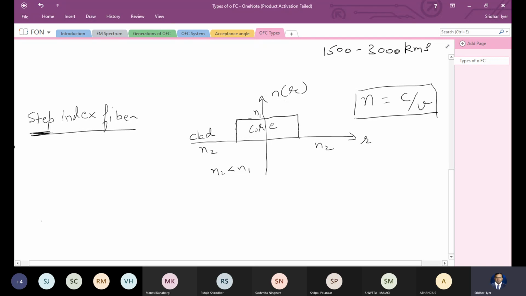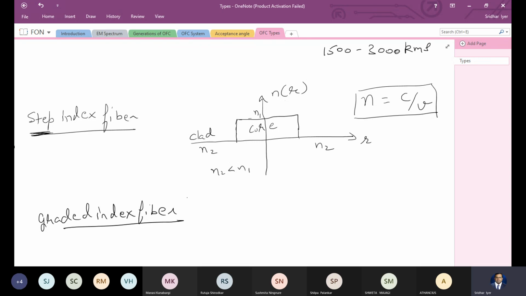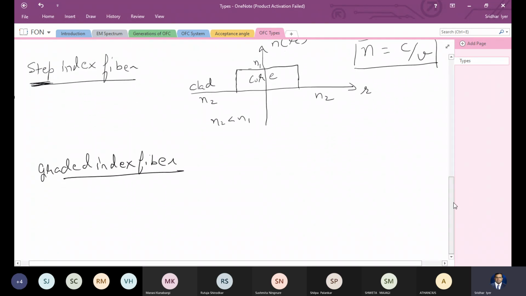Okay. The next type is the graded index fiber. In this case, there is a change in the refractive index moving from cladding to core, not as a step, but in the form of a grade. A grade is a slow change. Okay, so let me draw this and you will be able to visualize.